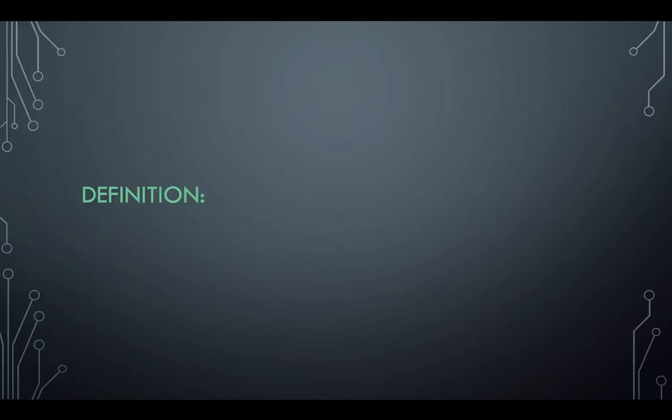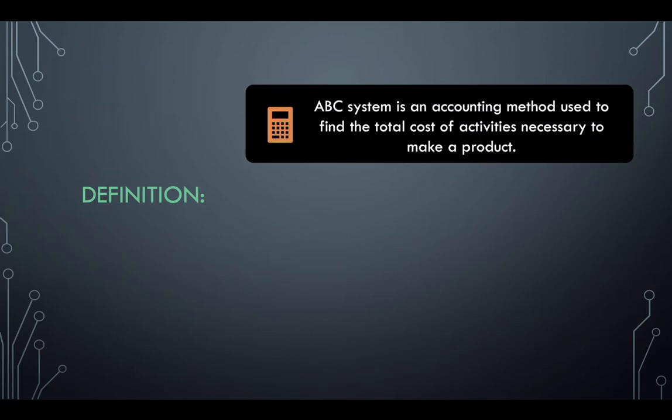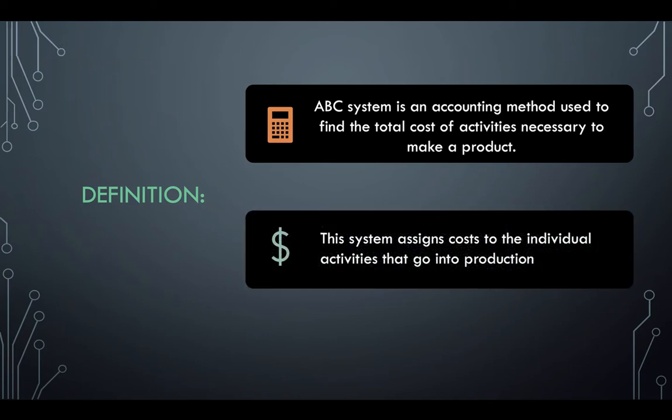So what is activity-based costing? Activity-based costing can be defined as an accounting method used to find the total cost of activities necessary to make a product. This system assigns costs to the individual activities that go into production. But this can be a little confusing. Let's use an example to explain activity-based costing a little better.